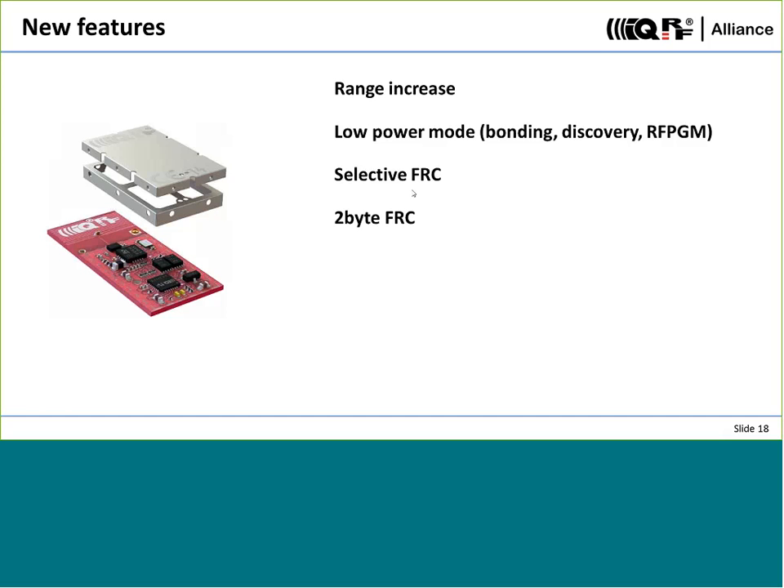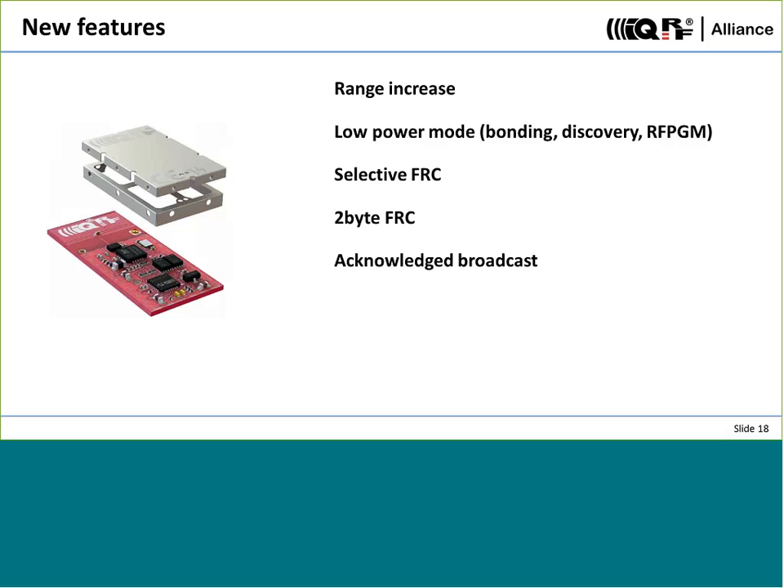Another thing is that quite often, let's say temperature sensors, provide not just 1 byte but 2 byte data. So in order to make it more effective, we created the 2 byte FRC. Then it's limited to, let's say, 30 nodes, but this could be combined with the Selective FRC. So you can say, I want 2 bytes from these and these nodes.